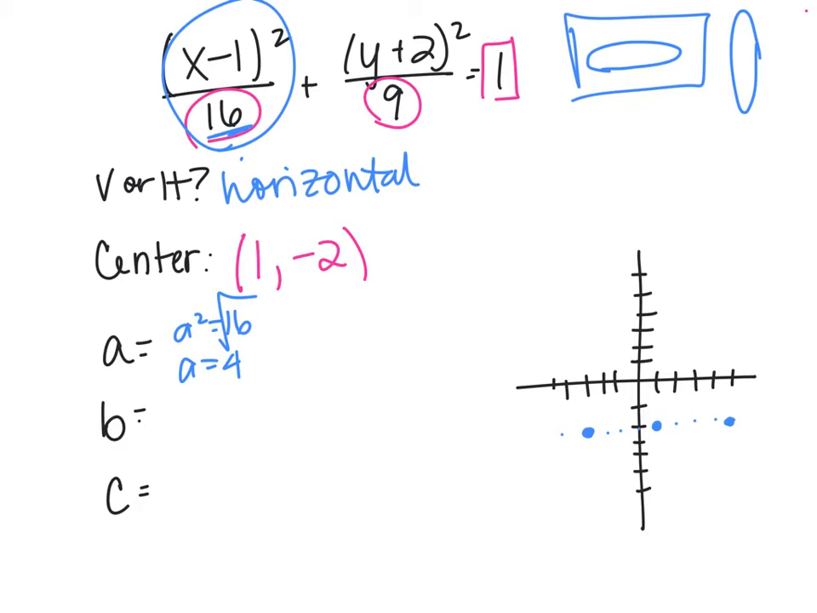The difference now is it's not the same distance all the way around, so we need to use b to find the up and down distance. So b is always going to be our smaller number. So in this case, b squared is equal to 9. So b is equal to 3. So from that center, count up 1, 2, 3. Count down 3. And that's enough to be able to graph the ellipse.